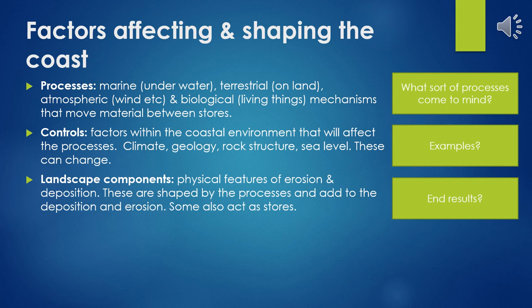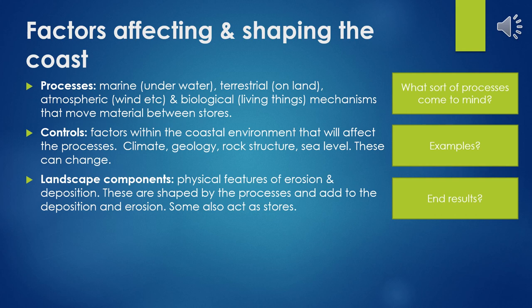So we've looked at inputs and outputs and transfers and feedback in a system, but all of those things are going to be affected and shaped and dictated by different things that are happening and are present within that system as a whole. So we've got different processes occurring. These might be marine processes, which means underwater. They might be terrestrial processes, which means on land. They might be atmospheric processes, so for example, the winds and the weather. And they might be biological processes that basically move the material between the stores. We've talked about a few of those already. So at one beach, you'll have marine, terrestrial, atmospheric and biological mechanisms all at play. And that is either going to speed up or slow down the movement of material between stores.